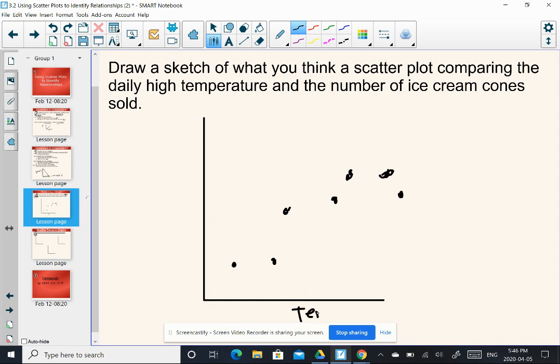This would be your temperature down here. Let's say it's in degrees Celsius. To make a proper graph, by the way, you put the units in brackets like I did. And then what are we looking at? Number of ice cream cones. So we're going to put number of cones. And there we don't need a unit because it's just a straight up number of ice cream cones.